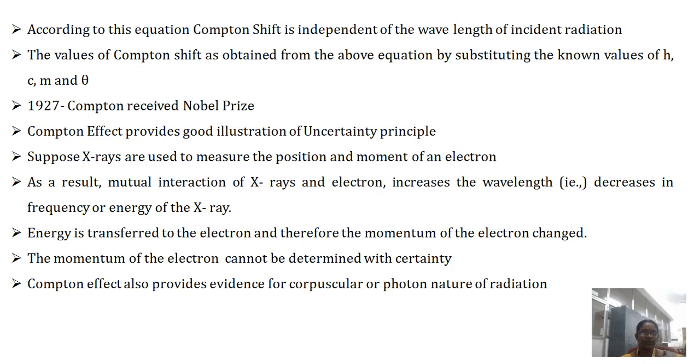So the Compton effect provides a good illustration of the uncertainty principle. Suppose X-rays are used to measure the position and momentum of an electron. As a result, mutual interaction of X-rays and the electron increases the wavelength and decreases the frequency or energy of the X-ray. Energy is transferred to the electron, and therefore the momentum of the electron is changed. The momentum of the electron cannot be determined with certainty. Compton effect also provides evidence for the corpuscular or photon nature of the radiation.